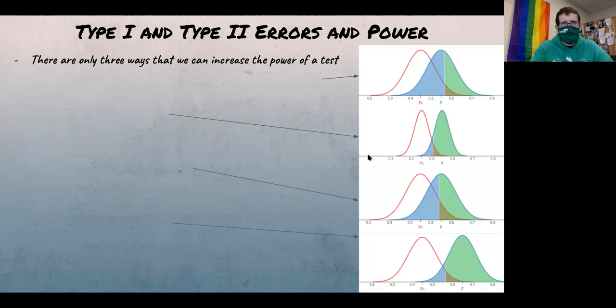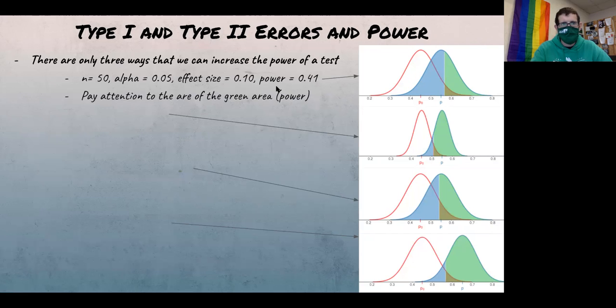Okay, there are only 3 ways we can increase the power of a test. Again, this is for your reference to come back to. I just give the scenarios here, or sorry, the parameters that I started with. So pay attention to the area of the green.